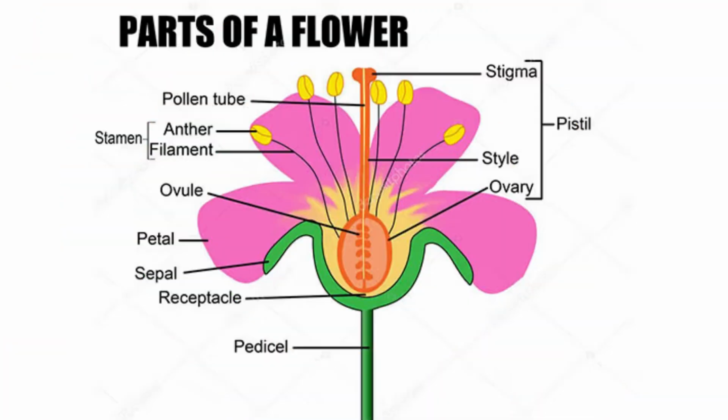In summary, a typical flower consists of sepals and petals that protect and attract, respectively, the reproductive organs, the stamens and pistils. The stamens produce pollen, which is transferred to the stigma of the pistil during pollination. If fertilization is successful, the ovules within the ovary develop into seeds, and the ovary itself often matures into a fruit.